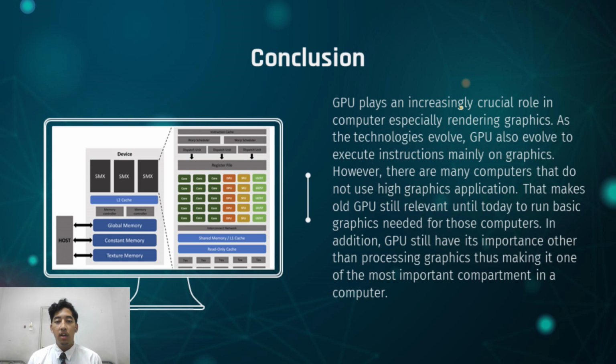For example, if you have ever heard about AMD Radeon graphics, the oldest version of GPU, it is still used today, but only for old Windows or old computers with low specs. In addition, the GPU still has importance other than processing graphics, making it one of the most important components in a computer. So let's dive into the importance of the GPU.